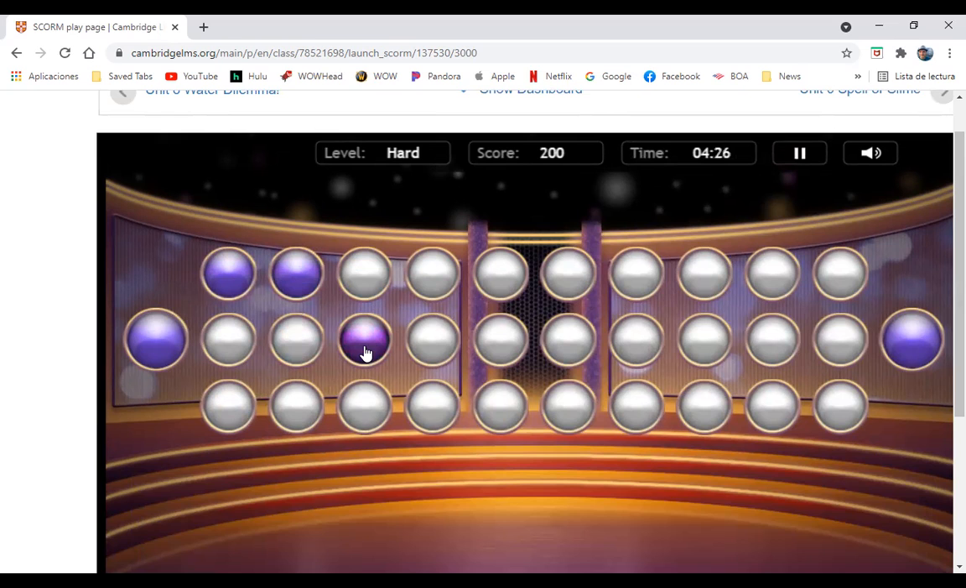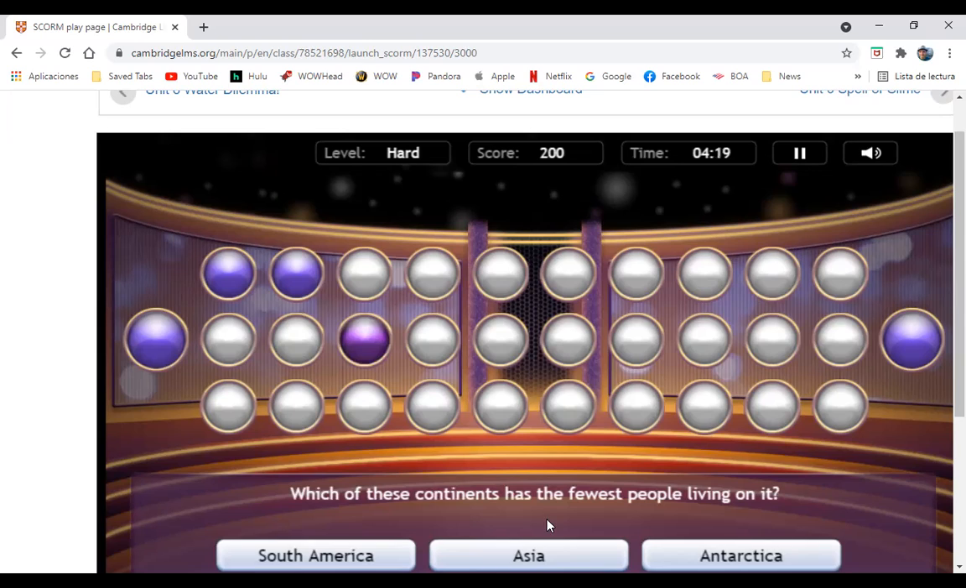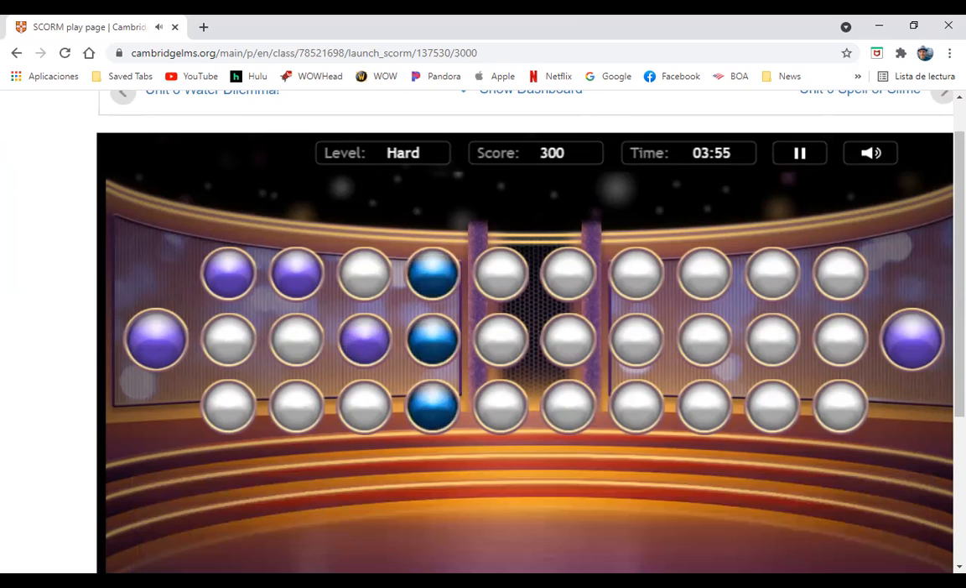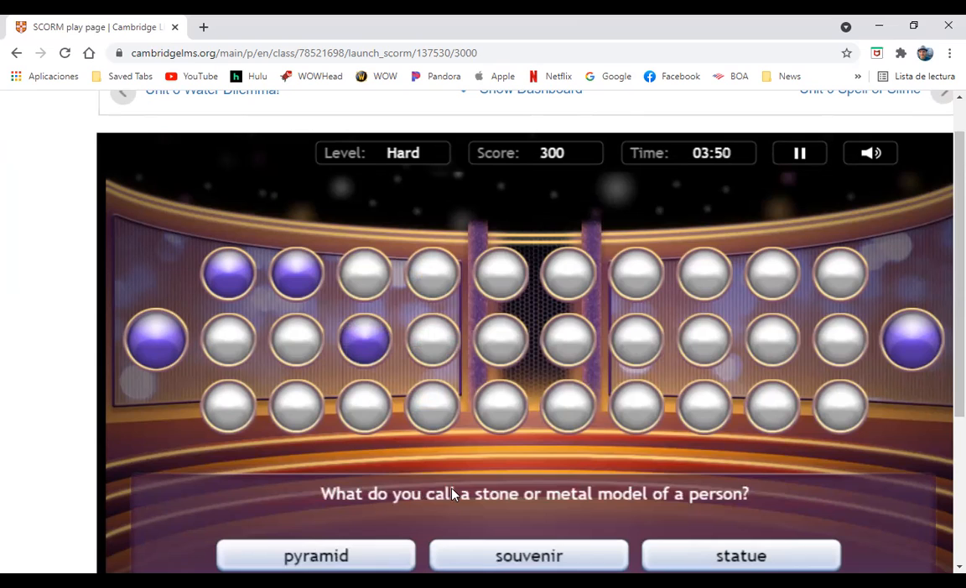Which of these continents has the fewest people living on it? Check this sentence. Which of these continents has the fewest people living on it? Ah, okay. The fewest. Antarctica? Yes. There are no people living in Antarctica. Three. What do you call a stone or metal model of a person? Statue. Got it, yes. One, two, three. Two.